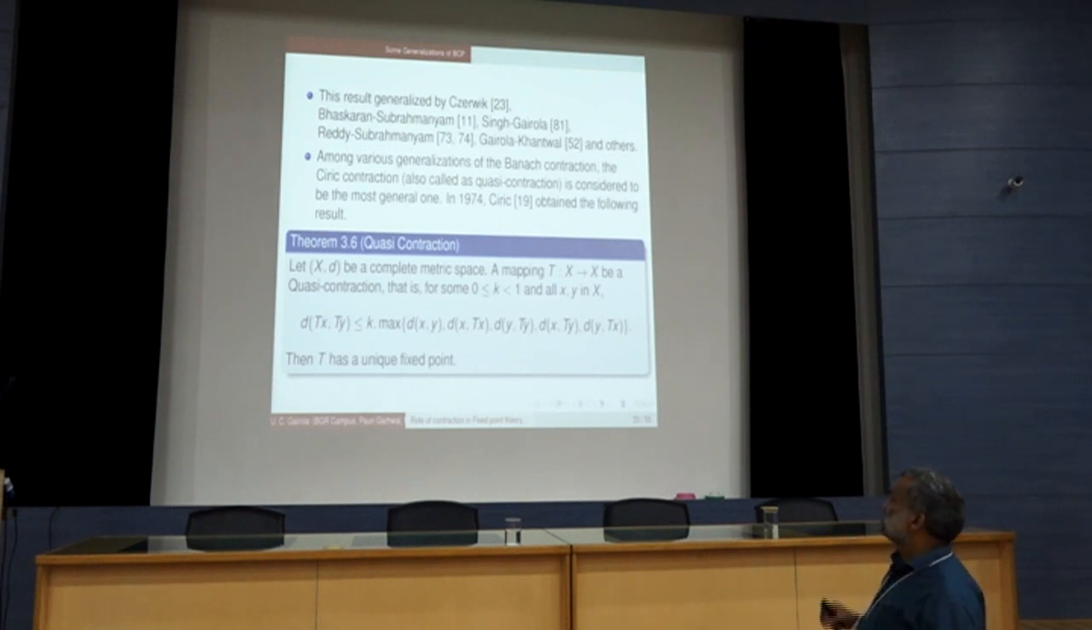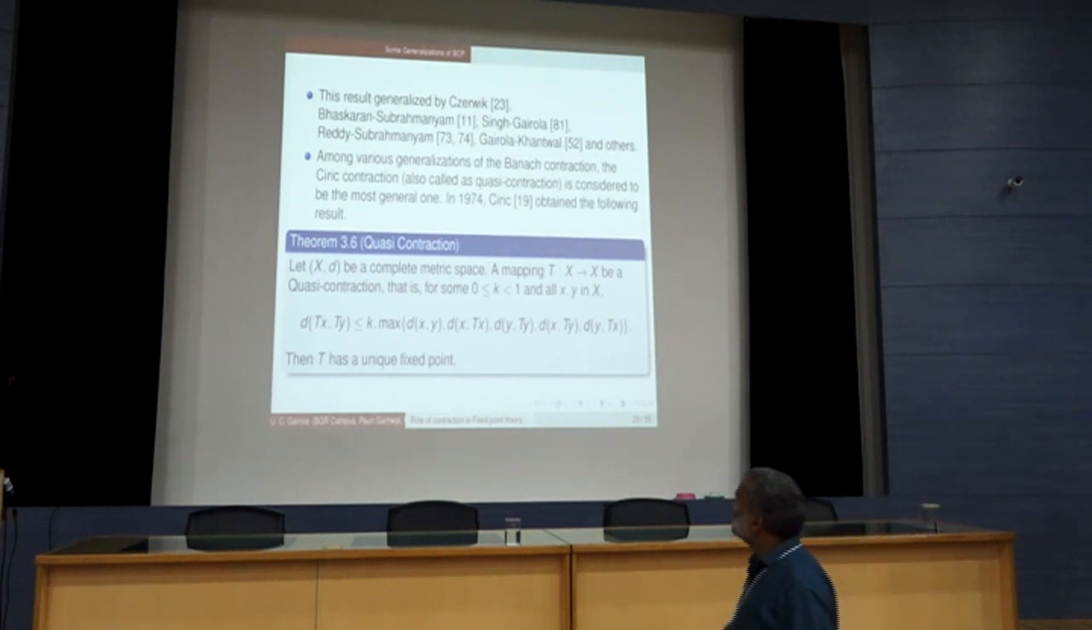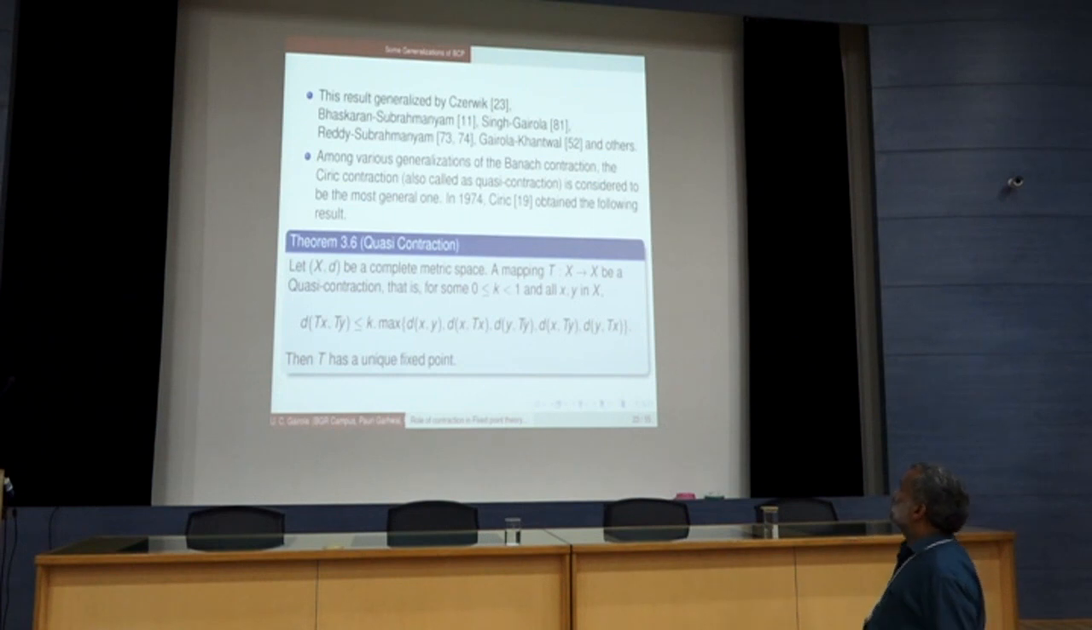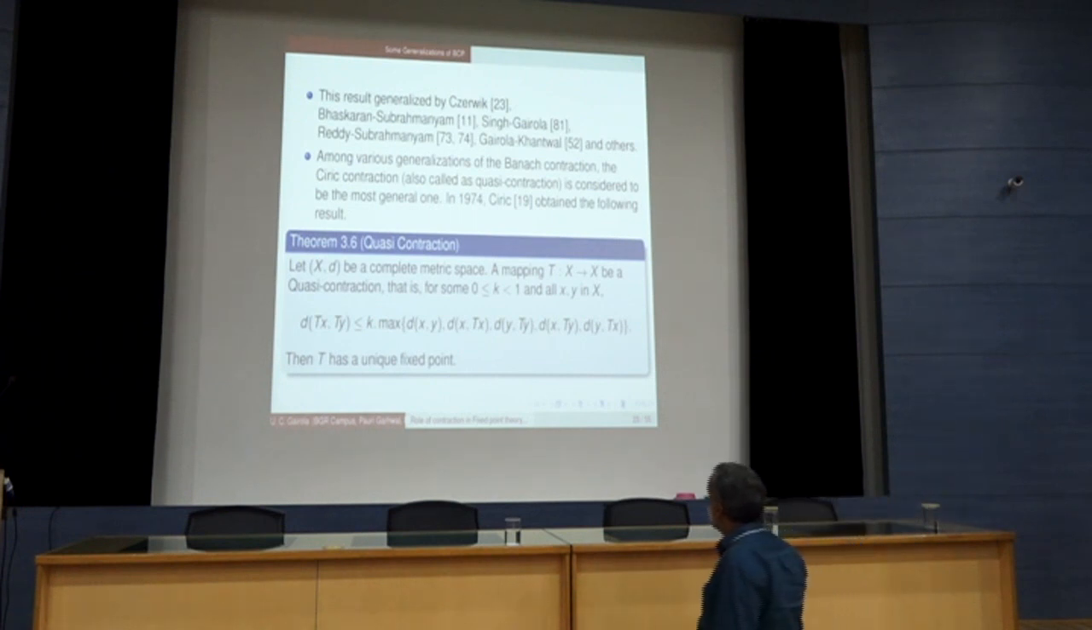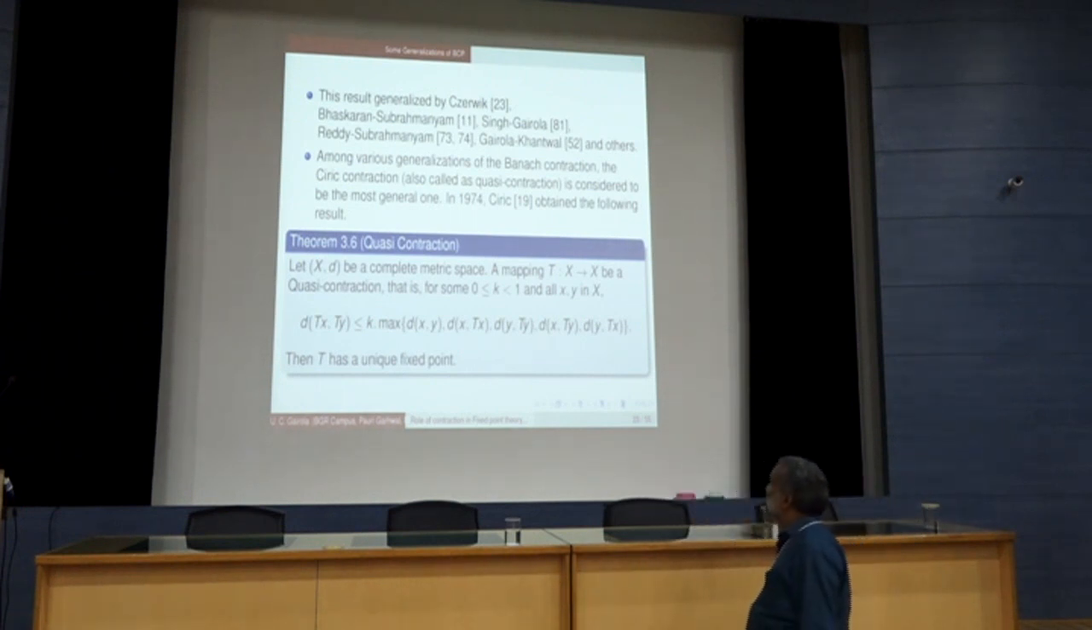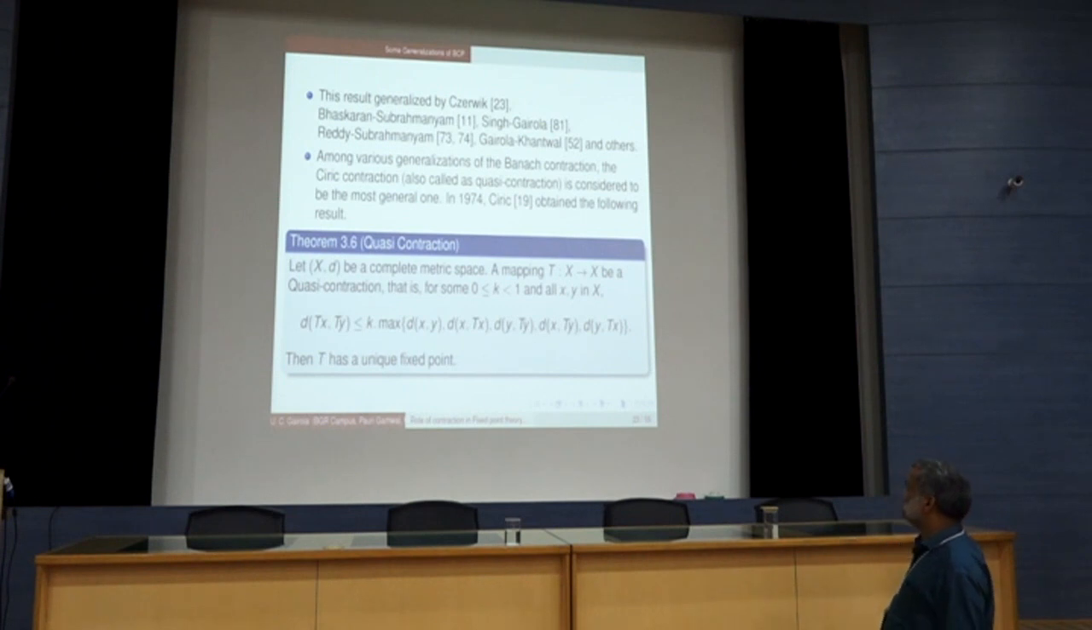This result was generalized further by Professor Subramanian from IIT Chennai, who has done a lot of work, and Professor Veerappan from IIT Chennai. They have worked in this direction, and among various generalizations of the Banach contraction, the Ciric contraction, also called a quasi-contraction, is considered to be the most general one. In 1974, Ciric obtained the following result.